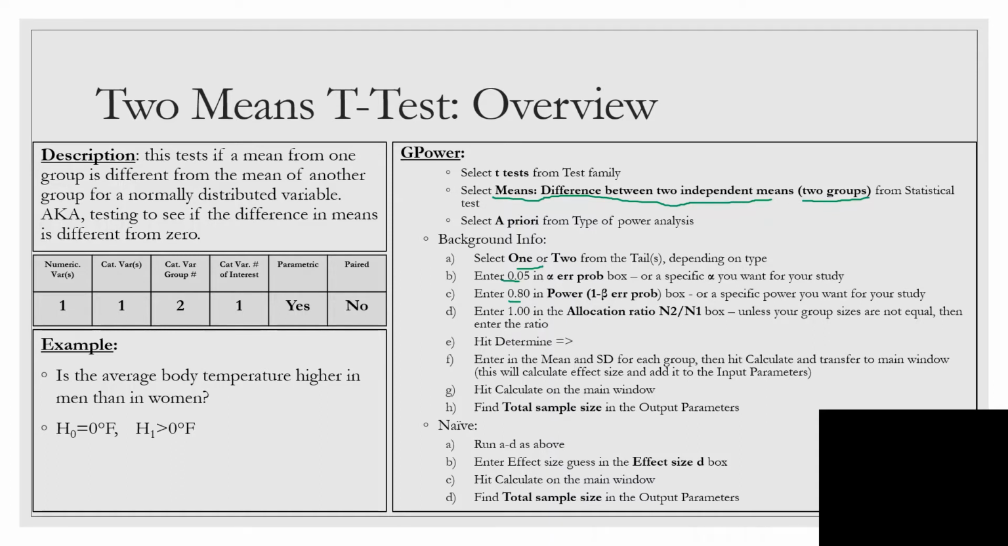With background information, hit determination. Once again, means and standard deviation for each group. Calculate and get total sample size. Otherwise, naive, A through D, and then guess effect size.